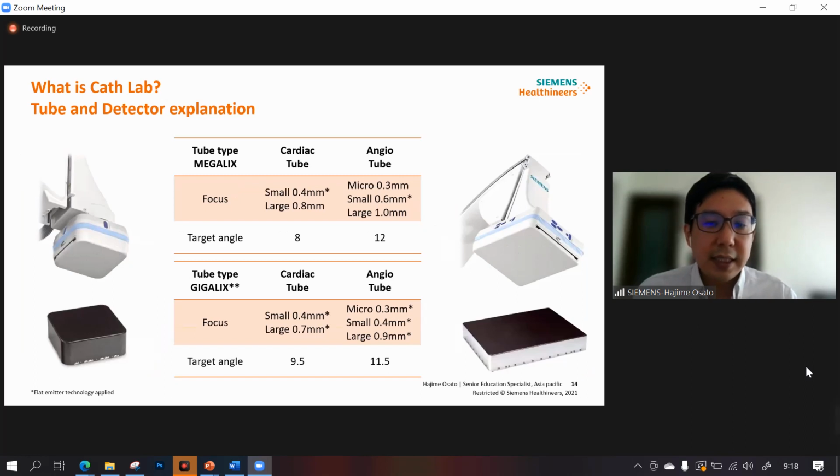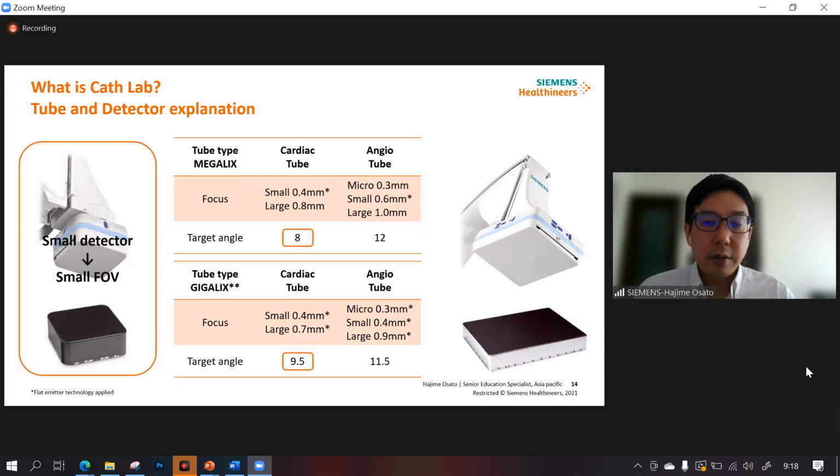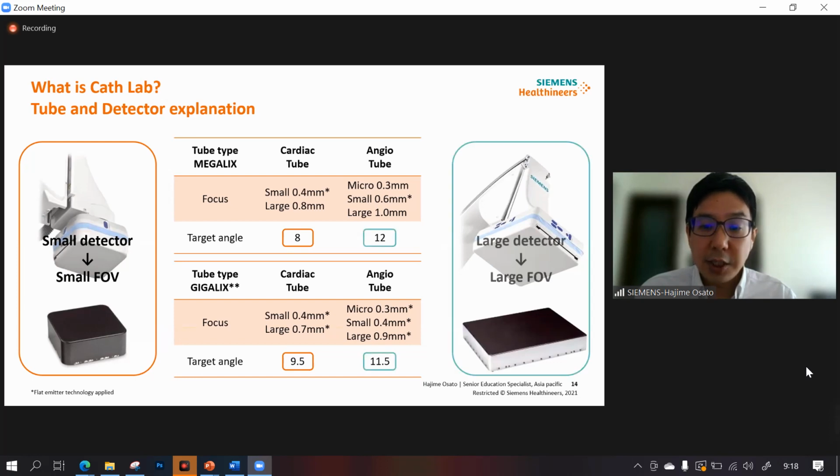So just think combination of tube and detector. Small detector uses a small field of view, so that's why it's possible to use a narrow target angle tube. On the other hand, a large detector uses a large field of view, so we need more target angle to get a wide exposed area.